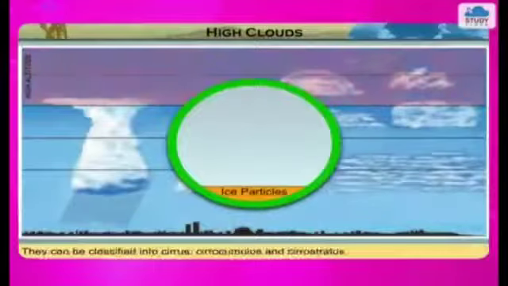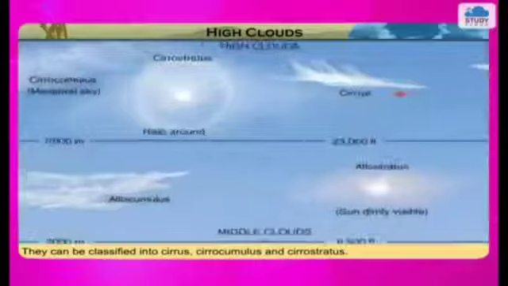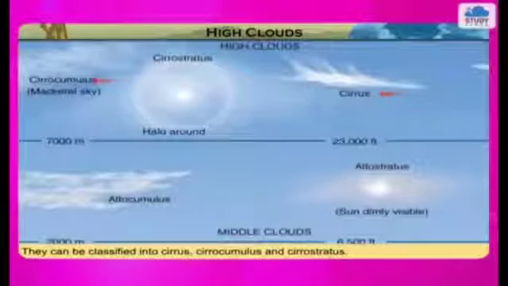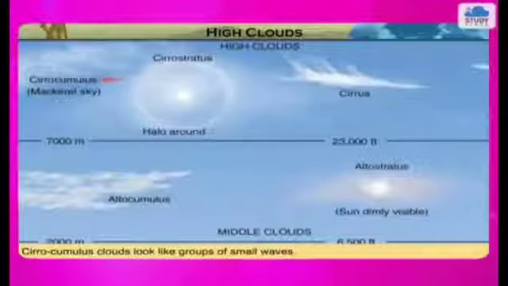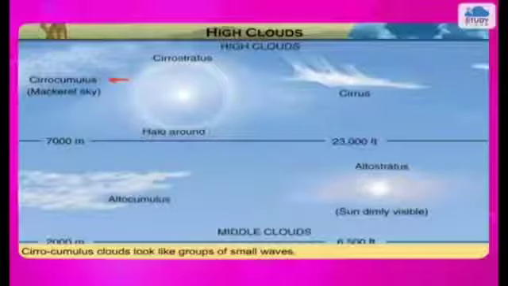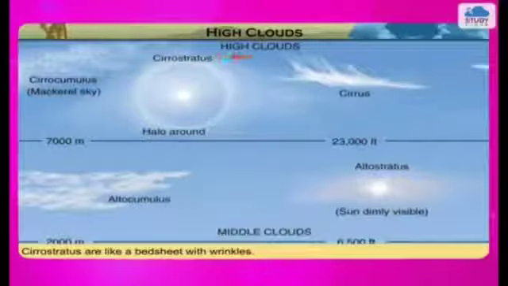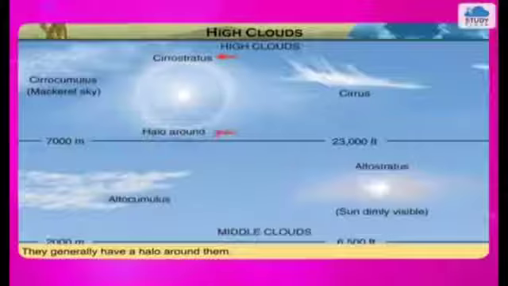High clouds. These clouds are mainly made up of ice particles. They can be classified into cirrus, cirrocumulus, and cirrostratus. Cirrus clouds are mainly wispy. Cirrocumulus clouds look like groups of small waves. Cirrostratus are like a bedsheet with wrinkles. They generally have a halo around them.